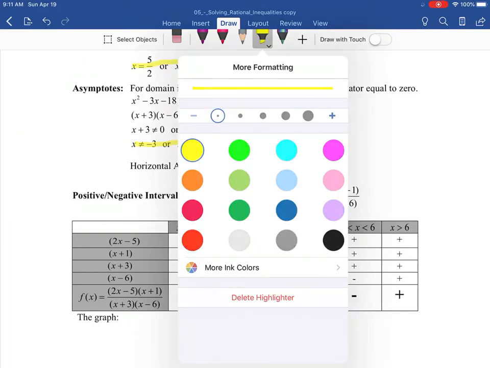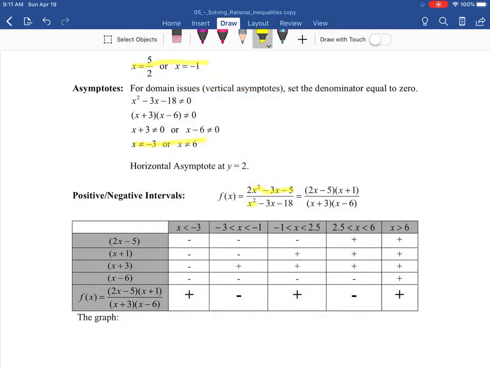Here's the positive negative interval chart. What I did is I took the original function, (2x squared minus 3x minus 5) over (x squared minus 3x minus 18), and I put it in factored form. And then I listed all the factors down the side here. You don't have to do that, but just for the sake of seeing all the steps, I did that in this one so you can see where I got the answers from. You could just do the final step here and figure out whether it's positive or negative from there.